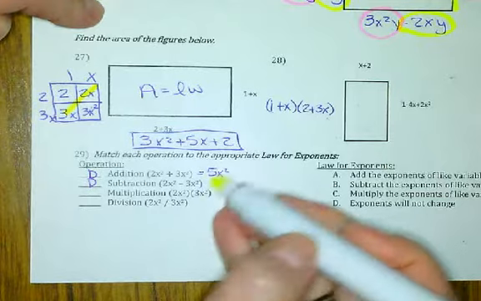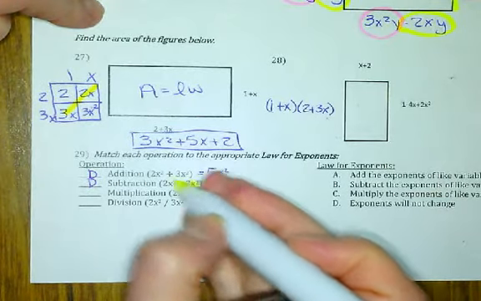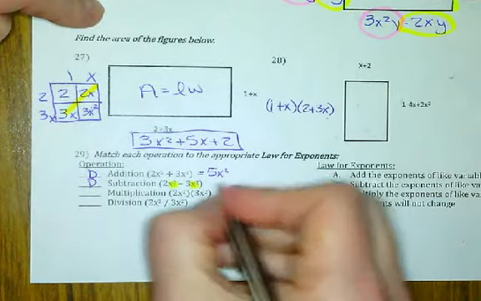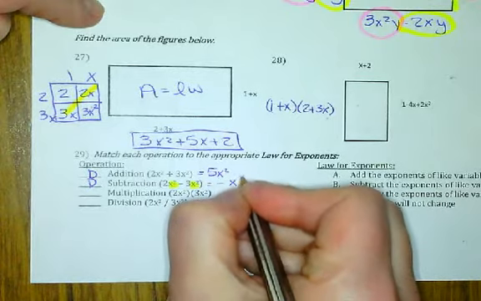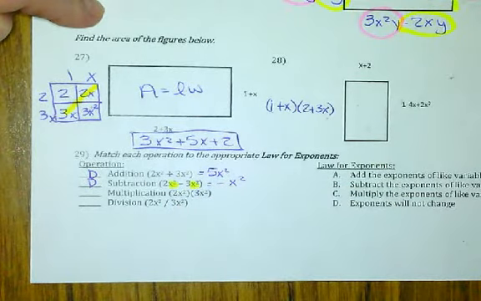All right, on subtraction, again, they don't change. All I'm looking for is that they're alike, so I can combine them. So that has an x squared, that has an x squared, so that would just give me negative x squared. All right, on multiplying, you do add them, okay? You add the exponents.